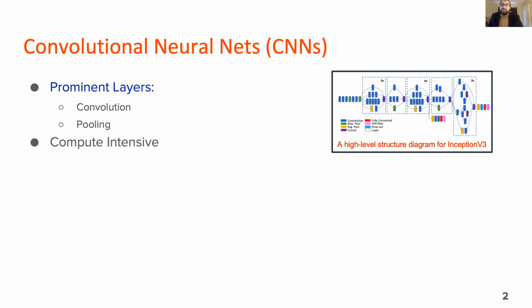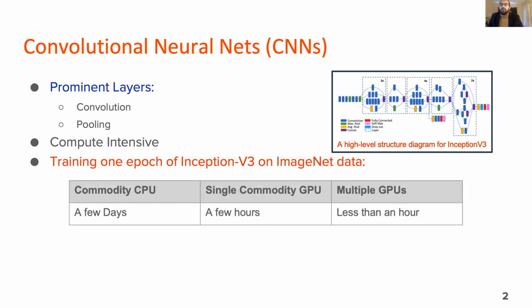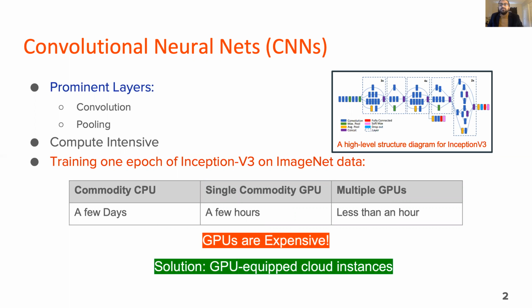However, training a CNN on large datasets is very compute intensive. For example, training Inception v3 for one epoch of popular ImageNet data takes a few days on a commodity CPU, a few hours on a single GPU, and can be done in less than an hour when using multiple GPUs. But GPUs are expensive. However, one can rent cloud instances of GPUs for a fraction of a cost.